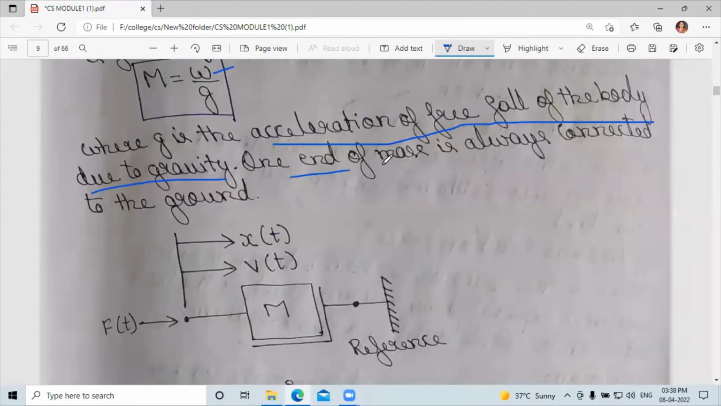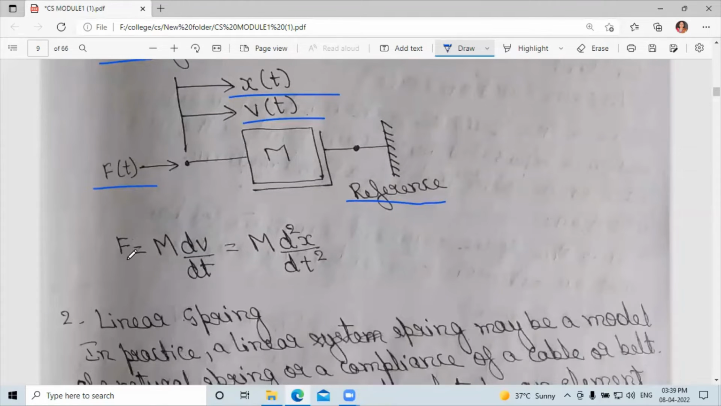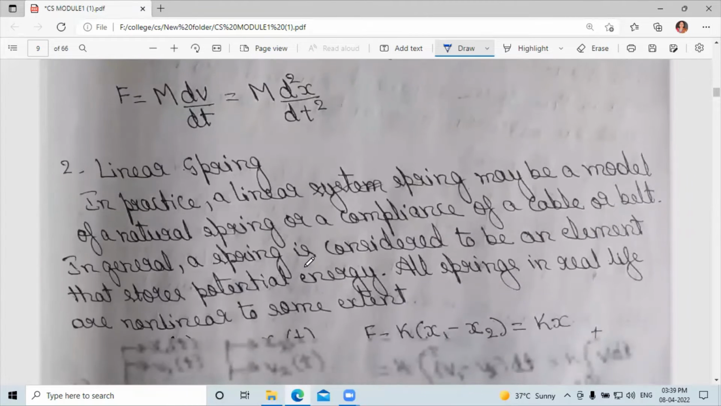One end of the mass is always connected to the ground. So this is the physical system. We can say the mass has one end connected to a reference, the ground. Here the force is f of t, x of t is displacement, v of t is velocity, and f is equal to m dv divided by dt, that is equal to m d square x divided by dt square.